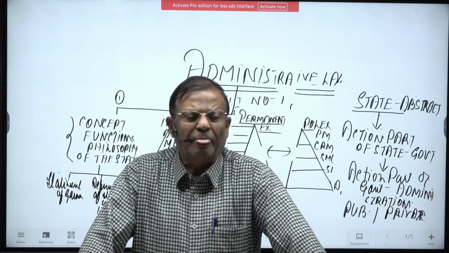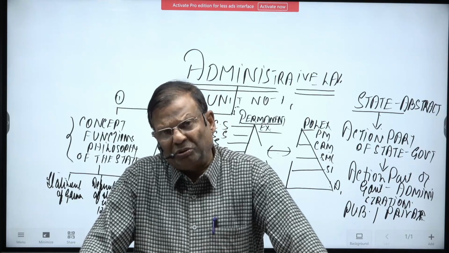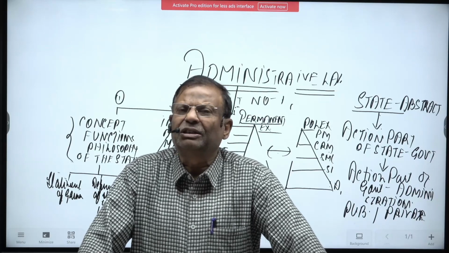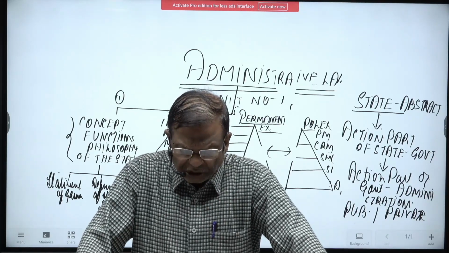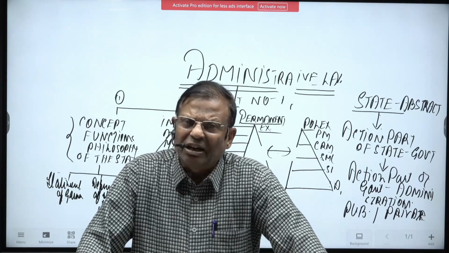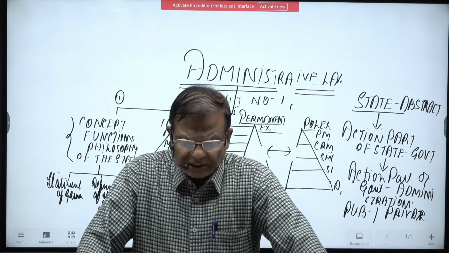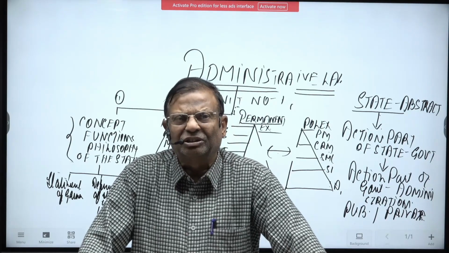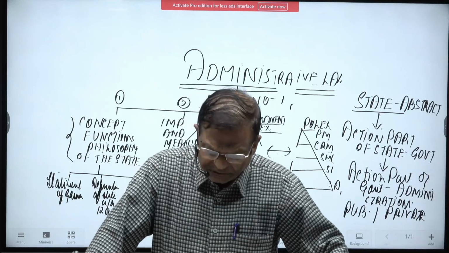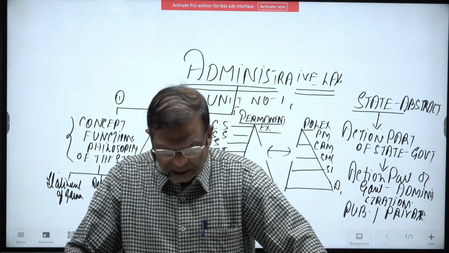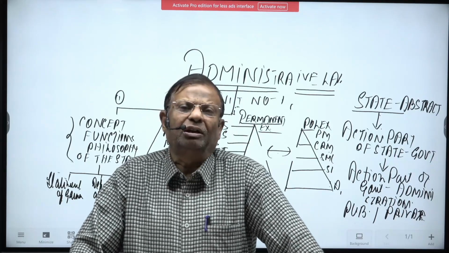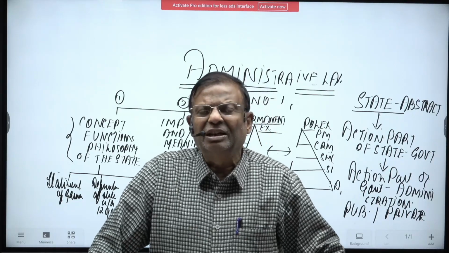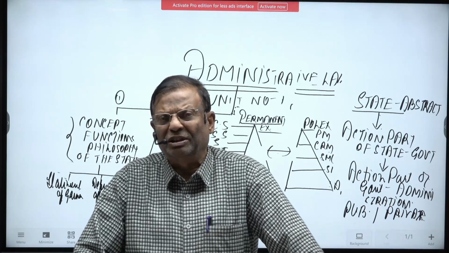The functions of the state are twofold: primary functions and secondary functions. Primary functions include the safeguarding and defense of the people, and ensuring the maintenance of law and order. This is the primary function of the state.